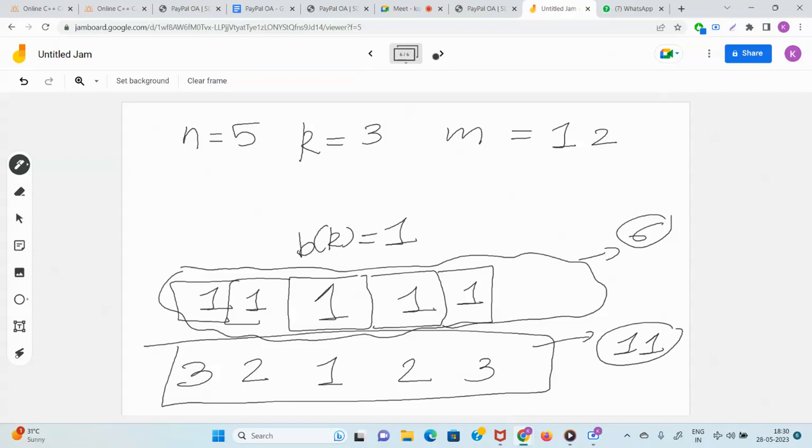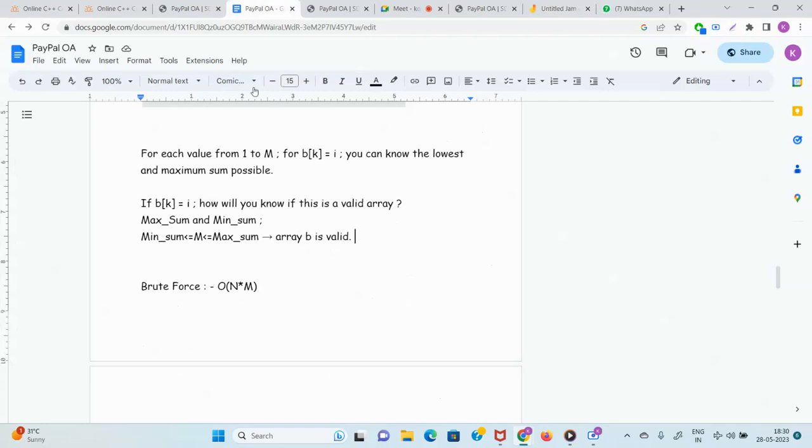Guys, the m which you wanted is 12. This is not coming in the range of 6 to 11. It means you can never reach 12. If your m is not greater than or equal to min sum and less than or equal to max sum, it means it can never come. Hence, it is not valid. B of k equal to 1 is not valid.